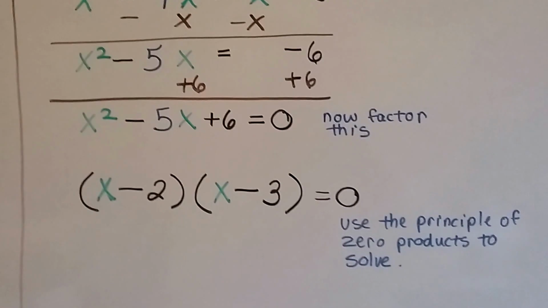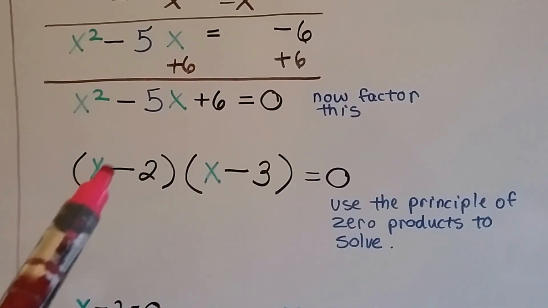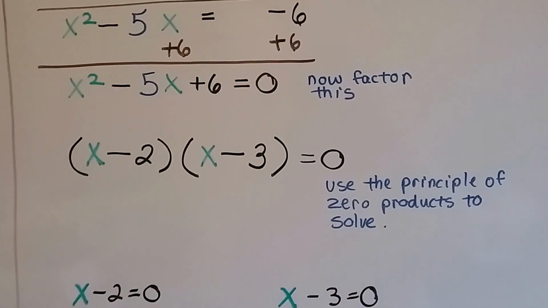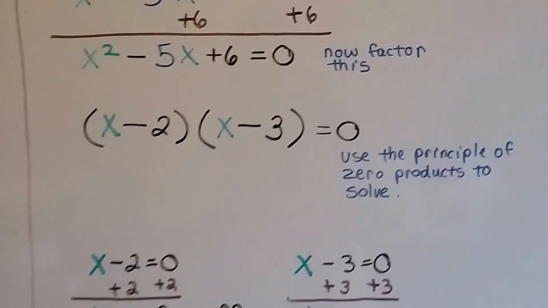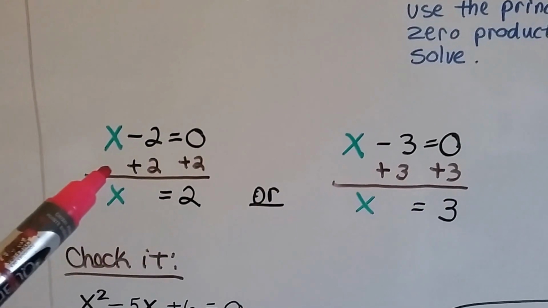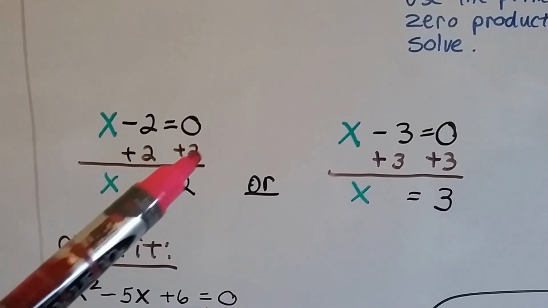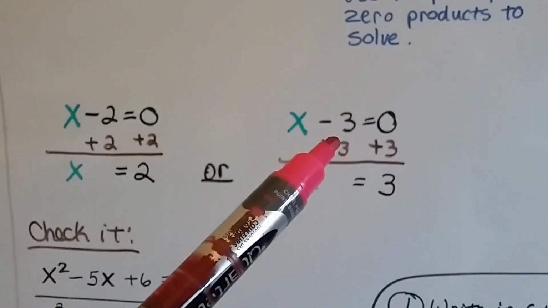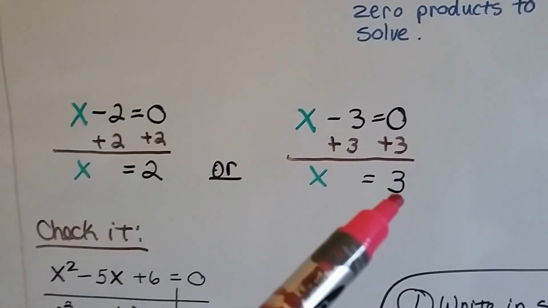Now we can factor that, and it factors out as x minus 2 times x minus 3 equals 0. I'm going to use the principle of zero products to solve it. So we need to get the x to one side of the equal sign. We add 2 to each side, and we get x equals 2. Or we add 3 to each side and get x equals 3.